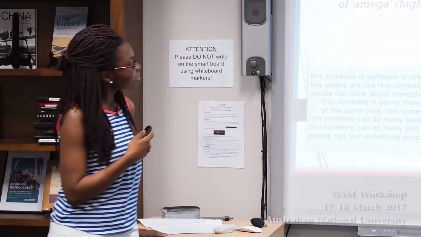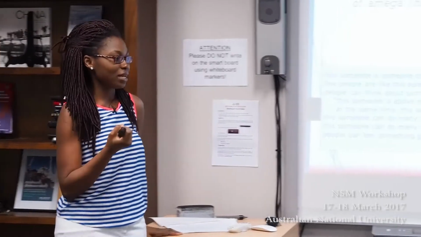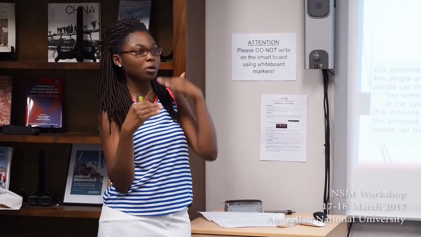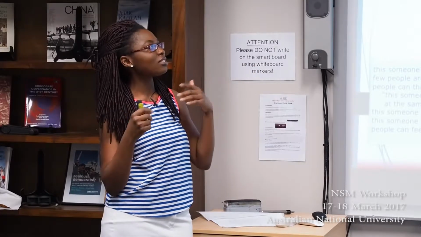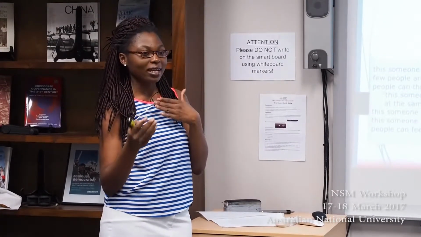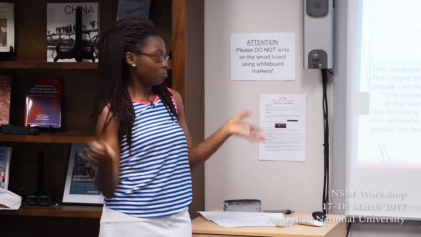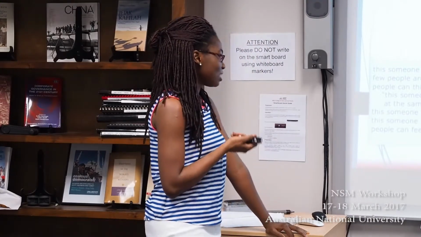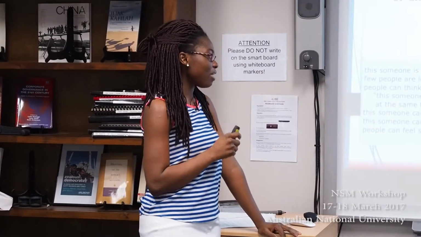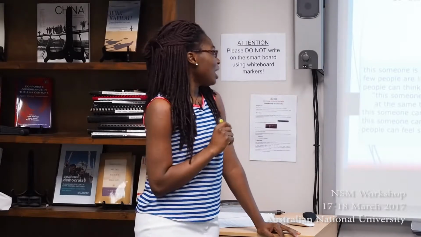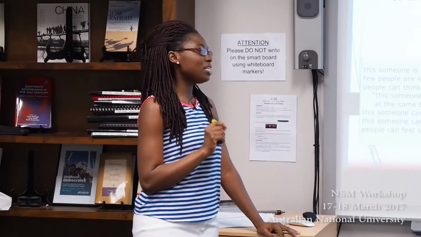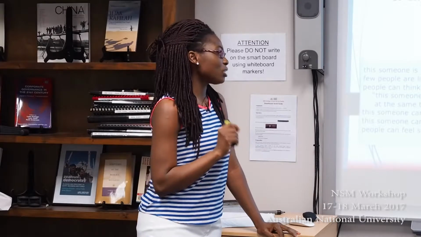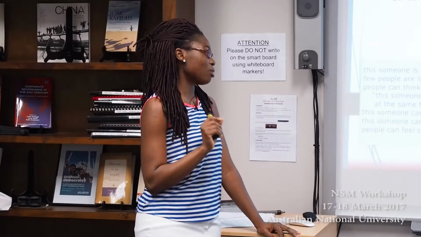So the next is a high-ranking person. Let's say a minister of state, or your boss at work, your employer. So this someone is someone of one kind. Few people are like this someone. People can think about someone of this kind like this. This someone is above many people. At the same time, this someone is someone above me. This someone can do many good things for many people if this someone wants. This someone can do many bad things to many people if this someone wants.